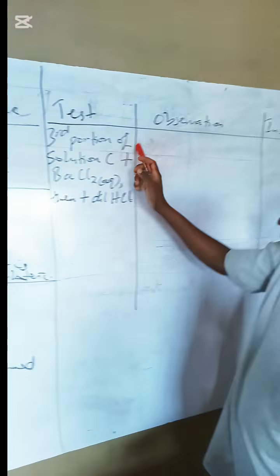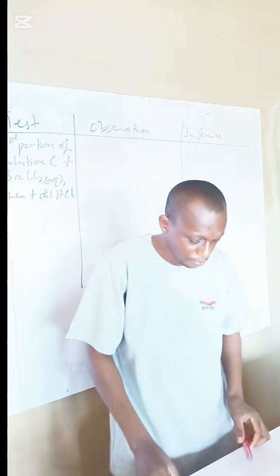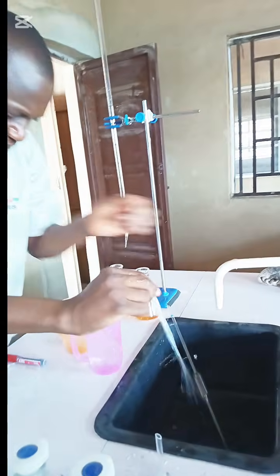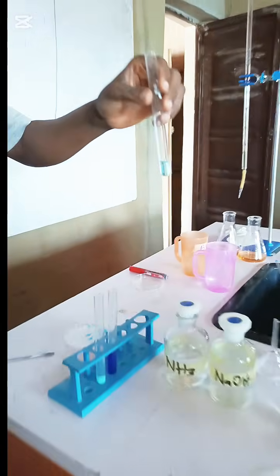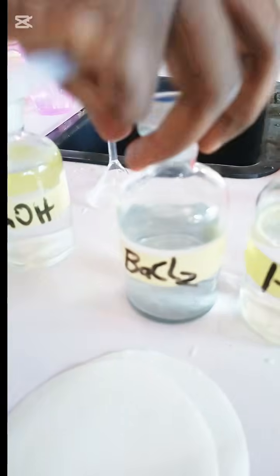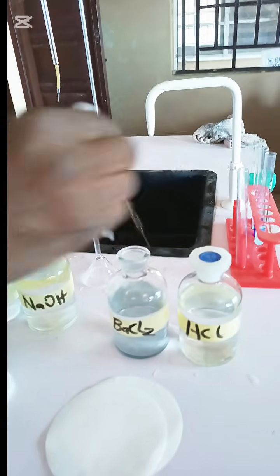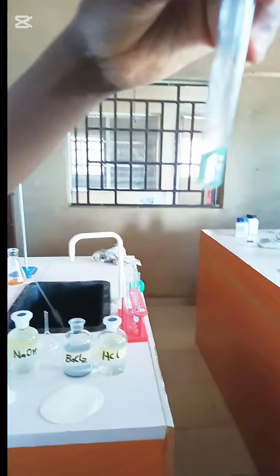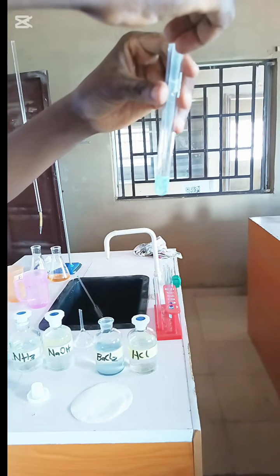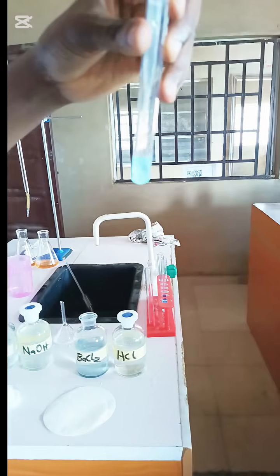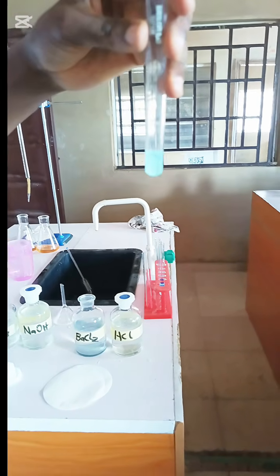Now, let's go to our third portion. The third portion of solution C plus barium chloride. So how do we do that? Now, this is the third portion, okay? Now, these are barium chloride. So let's take that and see what happens. So we have to add barium chloride. Let's see what happens over there. As we are adding it, you can see white precipitate. As we are dropping it, a very white precipitate is formed.